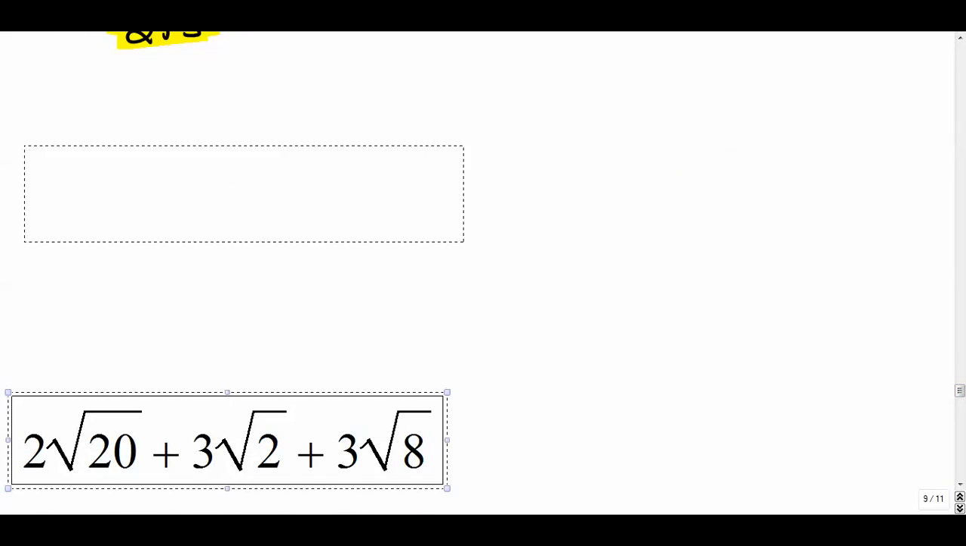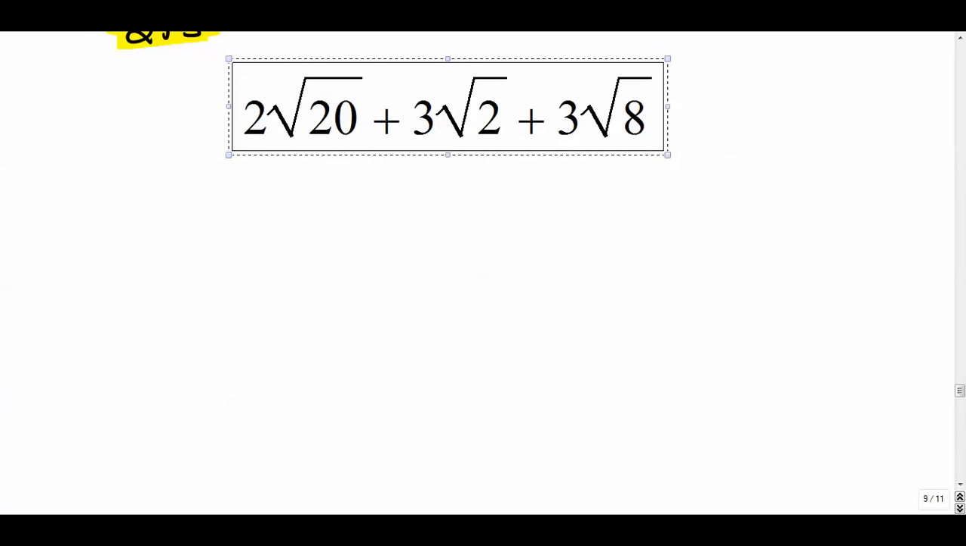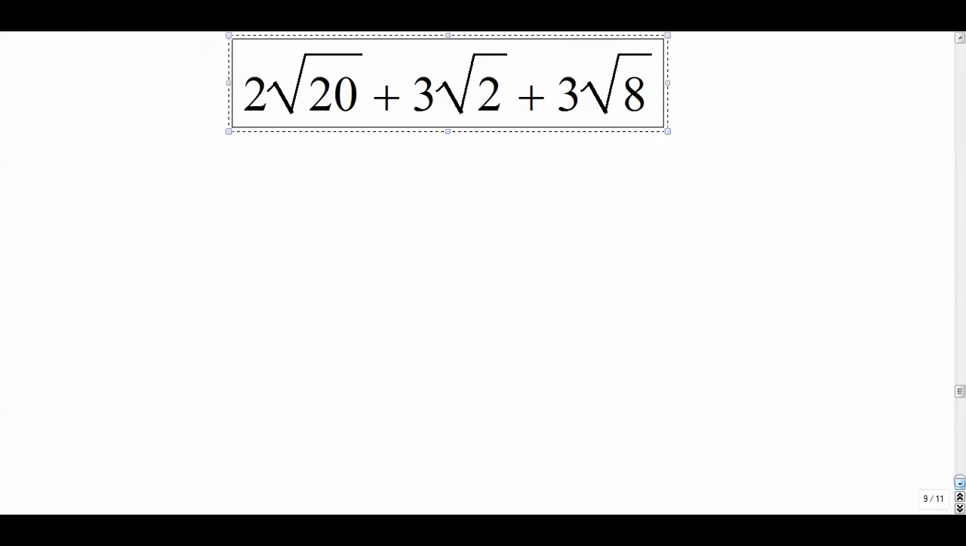What happens if you have something like this? Bring this right here. We got ourselves 2 radical 20 plus 3 radical 2 plus 3 radical 8. If you look at our radicands, we don't have like radicands, so right now we can't just add these together.